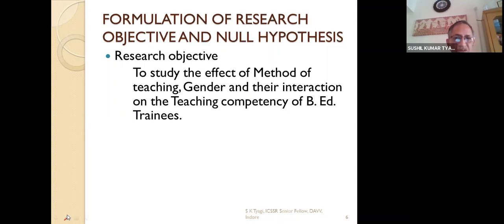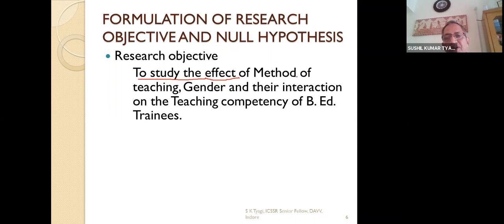So in essence, the syntax of this is like this: to study the effect of. Sometimes we use influence of. In experimental study, we use the word effect. But in survey, ex post facto research, we use influence. Why? Because here method of teaching is a treatment, but in those studies, it is not a treatment.